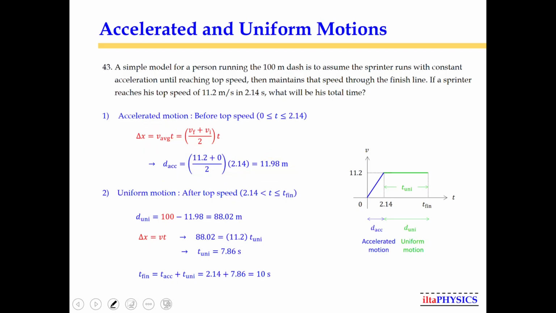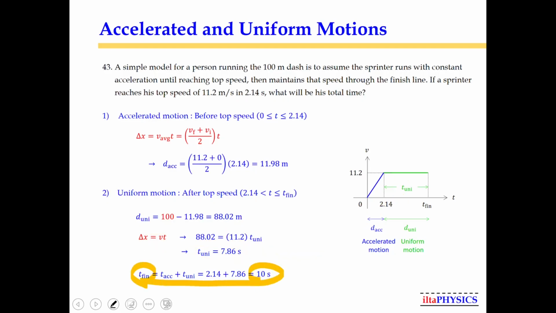Now for the second part, the uniform phase. The remaining distance is 100 meters minus 11.98 meters, which is 88.02 meters. The speed during this part is 11.2 meters per second. Using the formula of uniform motion, the time taken for this section is 7.86 seconds. Therefore, the total time to run the full 100 meters is 10 seconds.